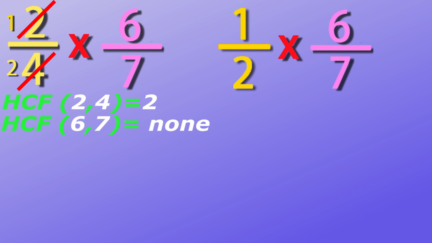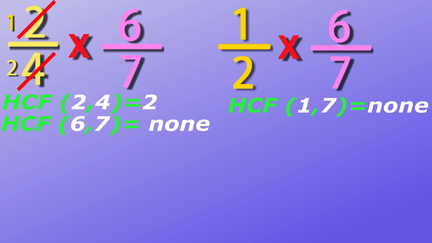Well, the left numerator is 1 and the right denominator is 7. They share no factor except 1, and dividing by 1 does not change a number. So 1 as a factor is never helpful to us. We cannot cross cancel.